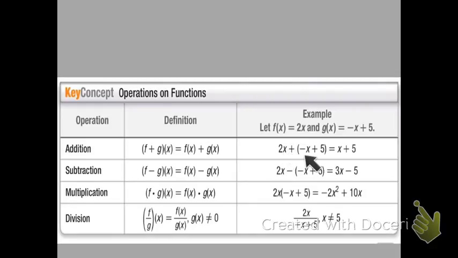You combine like terms, so 2x plus negative x plus 5, so 2x minus x gives you x plus 5. Down here you subtract them, so you distribute the negative sign through, so 3x minus 5. Here you multiply them. The only thing with division is you have to tell what the denominator cannot be. So like if it's f of x over g of x, g of x cannot equal 0. So you have to figure out what the denominator cannot be, because the denominator can't be 0.